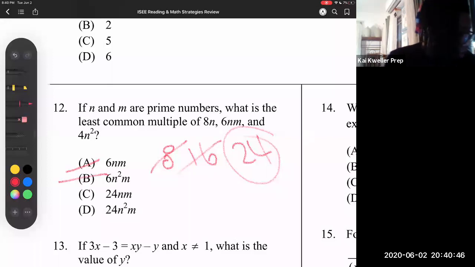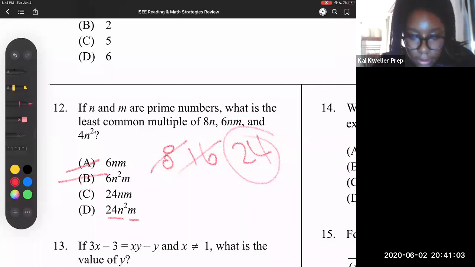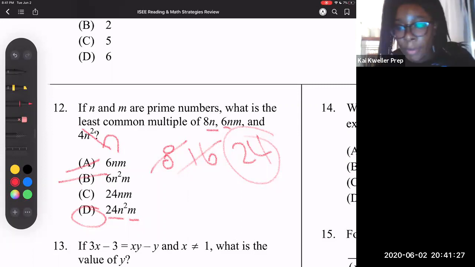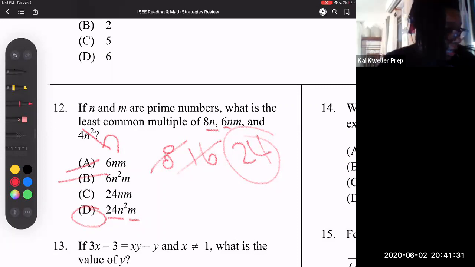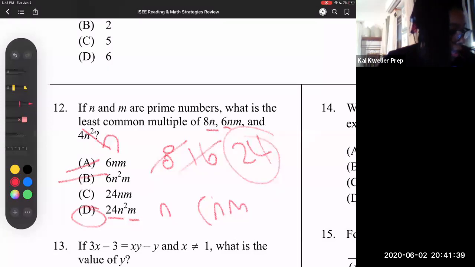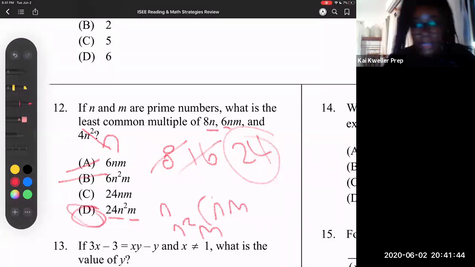Now we look at the n squared and the m. The answer is D. While 4 doesn't have just one n, we're not really looking at 4's n squared, but we know that it is an n squared because n times nm gives you n squared m, and that's the least common multiple between all of them. 4 has one n that it can share, 8 has one n, and 6 has one n and an m. So when you multiply 1n times nm, you get n squared m. And that's why D is the right answer.